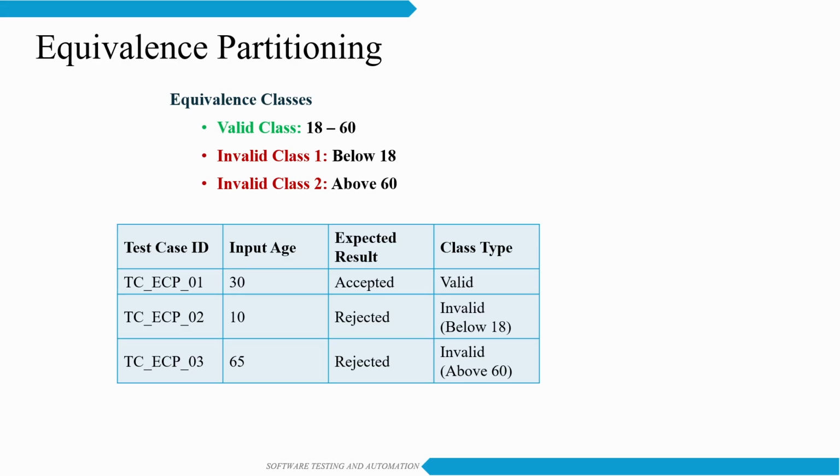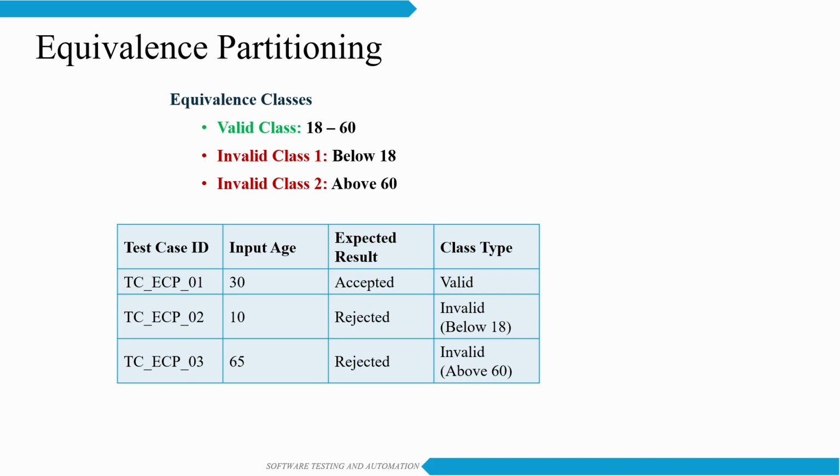So now let us see the example elaborately. For the example of valid age, we have an age group like 18 to 60. So here we have two partitions: one is the valid class and the other is the invalid class. For the valid class, we will give input between 18 and 60, and for the invalid class we can give input below 18 and above 60. So how can we write the test case for this?